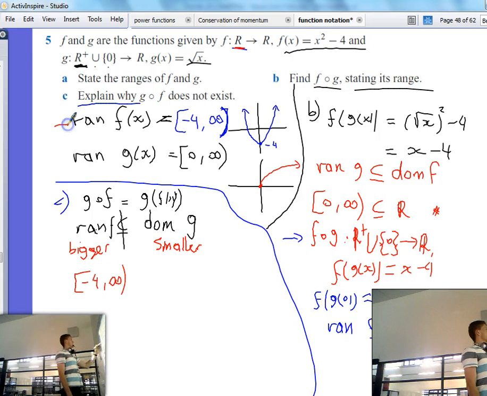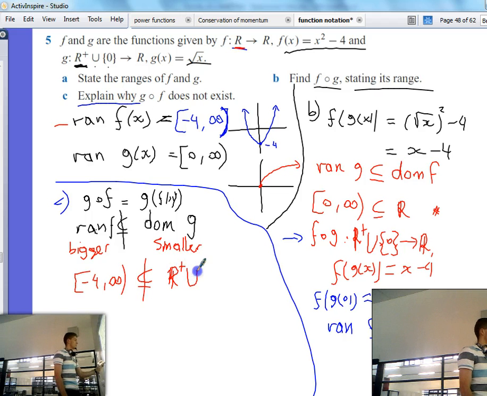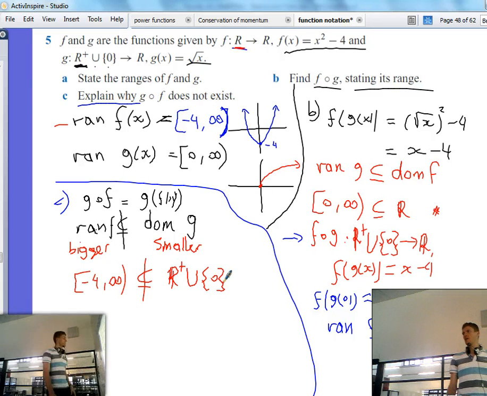Okay, there it is. And we can see that is not a subset of the domain of g, where the domain of g is all positive real numbers, including the element 0. How come? Well, positive real numbers, there are no negatives, whereas here are some negatives. There's negative 4 up to 0. That does not fit inside all positive real numbers, including 0. So therefore, g of f does not exist.